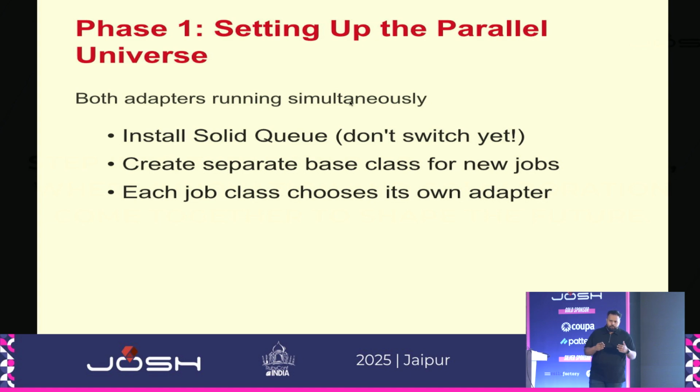This is how it looks. I'm now only going to talk about solid queue. There are other two as well, but given the shortcoming of the time duration that we have, I'm going to talk about solid queue. Now you install solid queue, you set it up, you create a base class, and we're going to look at the code shortly. And then you add the adapter accordingly. This has been added just so that you can do the gradual adoption here.